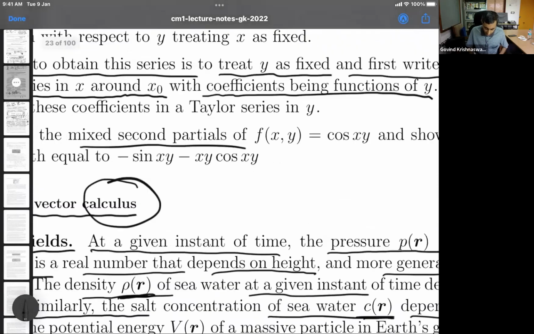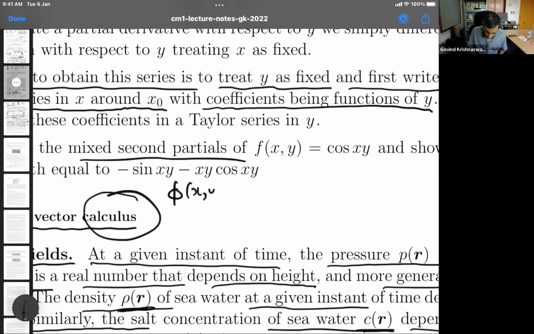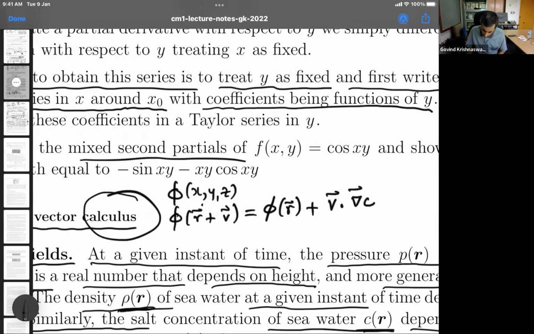So the message is, if I have a function phi of x, y, z, or any number of variables, phi of r generally speaking, and suppose I shift it by a small vector v, then the Taylor series is going to be phi of r to begin with, plus v dotted with the gradient of phi at the original location, plus terms of order v squared. When I say terms of order v squared, it involves the second powers of the components of v. I'm not writing those in detail, but this is the essential simplification in the Taylor series if I use vector notation. Any question about this?